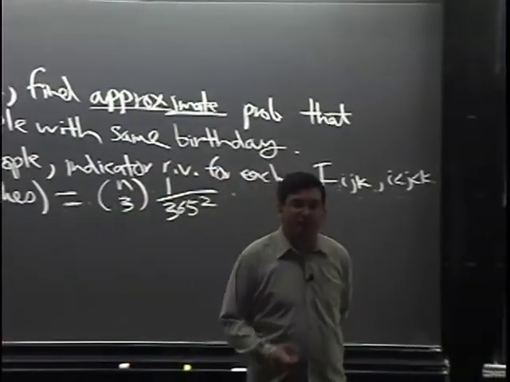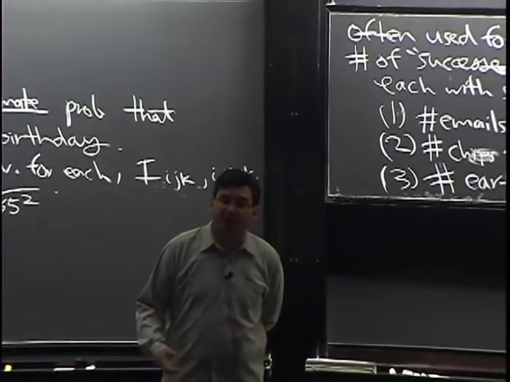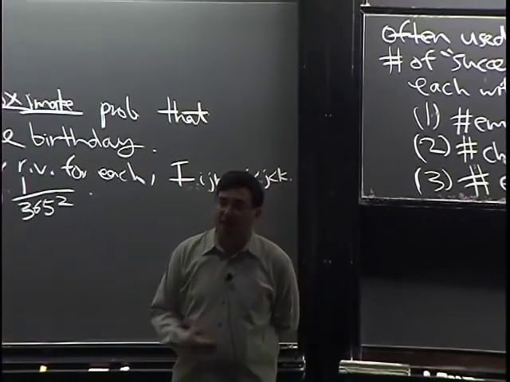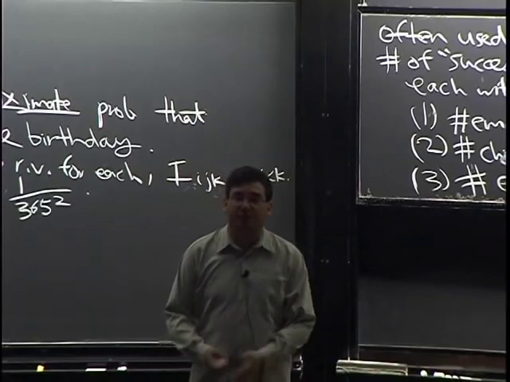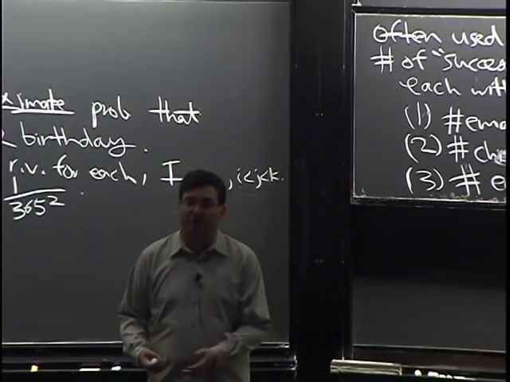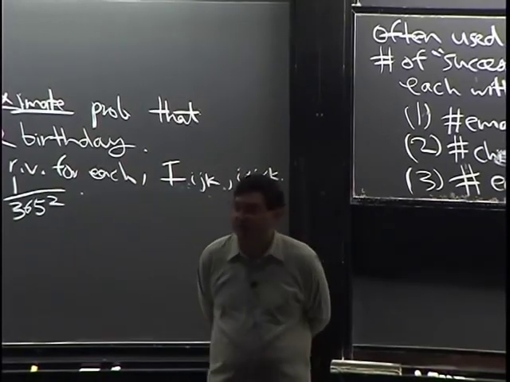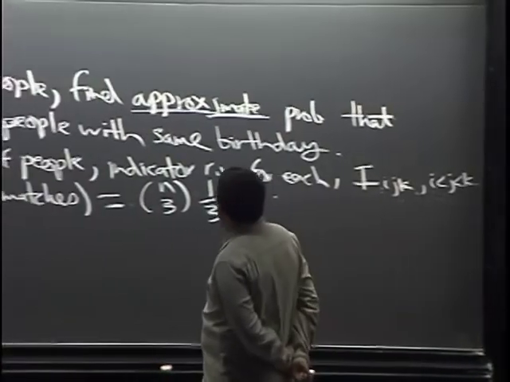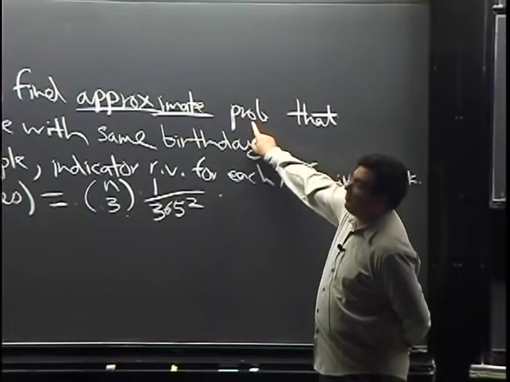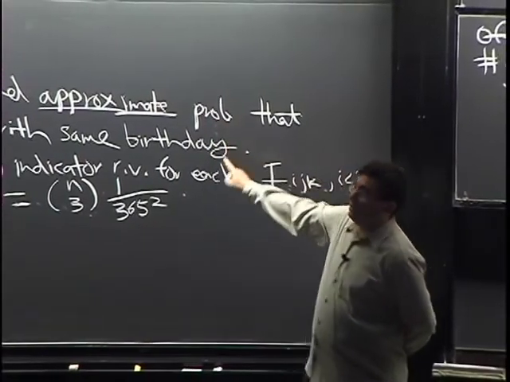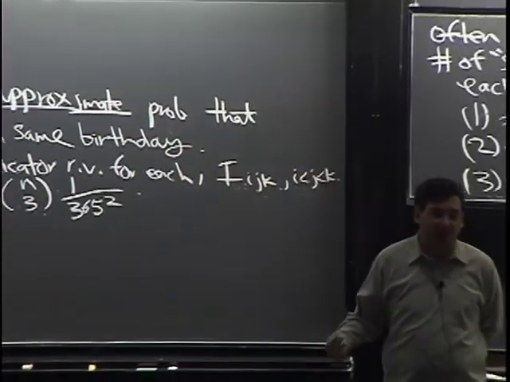Notice, though, that if there's a group of 4 people who have the same birthday, we are counting that as, for each set of 3, so there are 4 choices of 3 people out of the 4, and we're counting that as 4 matches. Okay, so that's the exact answer for the expected value. But I said find the approximate probability, I didn't say find the exact expected value.